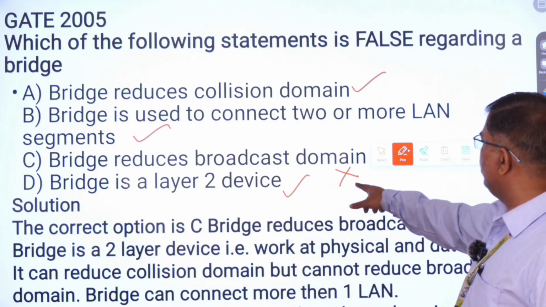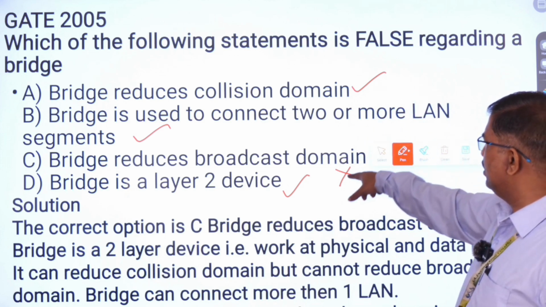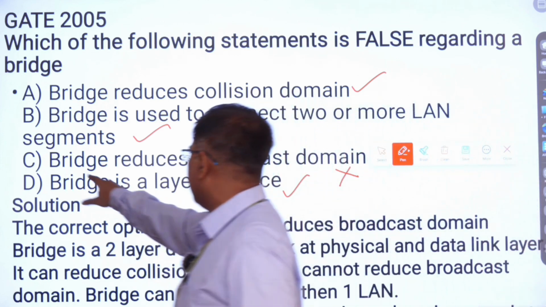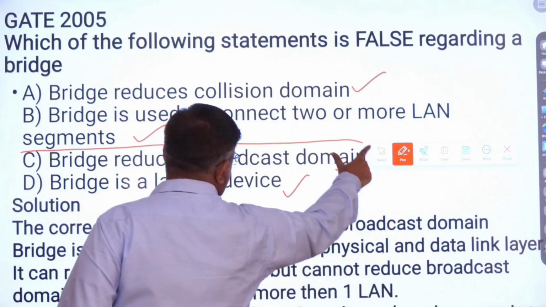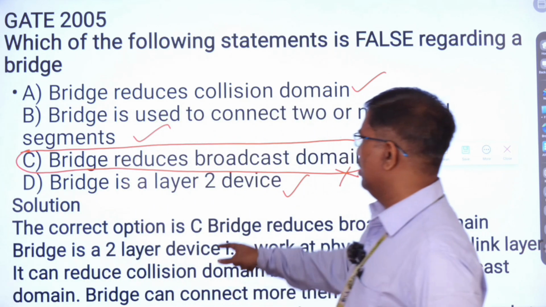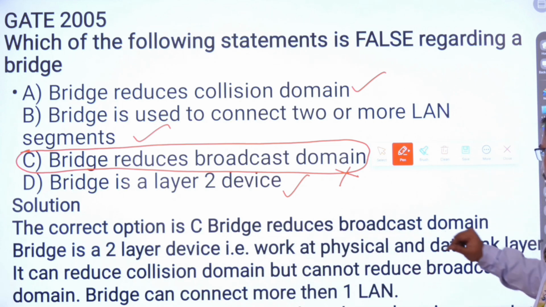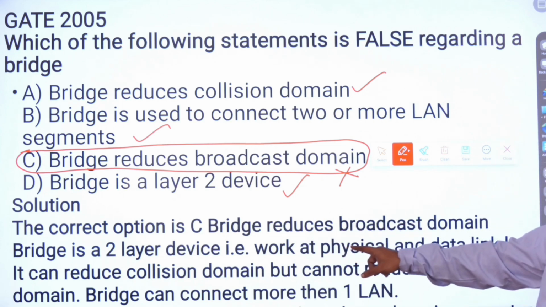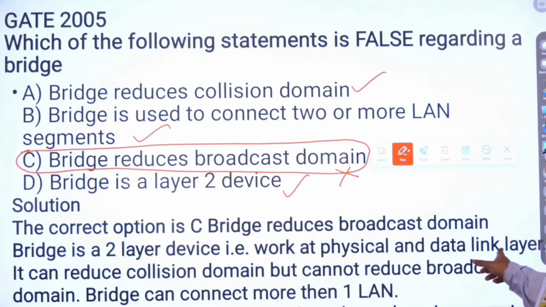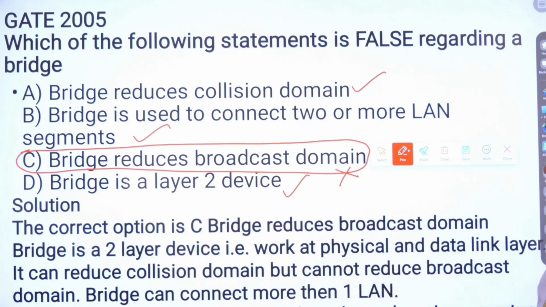So we can come to the conclusion about which statement is false regarding a bridge. Option C is the correct answer. Option C is the false statement among the four options. The solution: the correct option is C, bridge reduces the broadcast domain. A bridge is a layer 2 device. The physical and data link layers can reduce the collision domain but cannot reduce the broadcast domain. So this will be the answer.